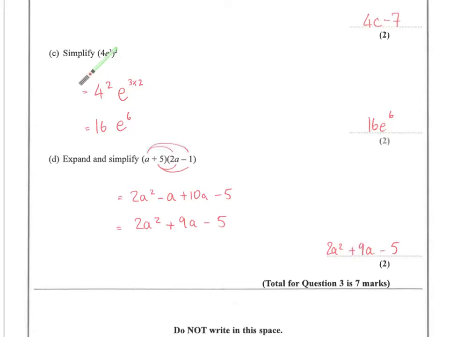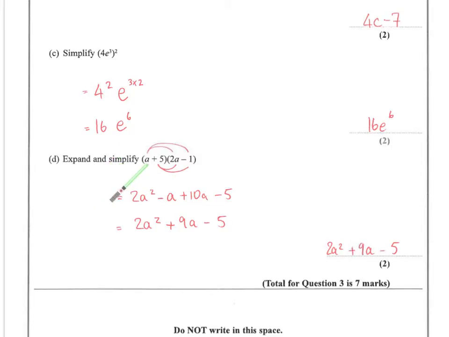With indices outside of a bracket, we need to square, in this case, because it's power 2, square everything inside the bracket. So the 4 needs squaring, giving me 16, and the e to the power of 3 needs squaring. With brackets, I multiply the powers. 3 times 2, 6. So 16 e to the power of 6.